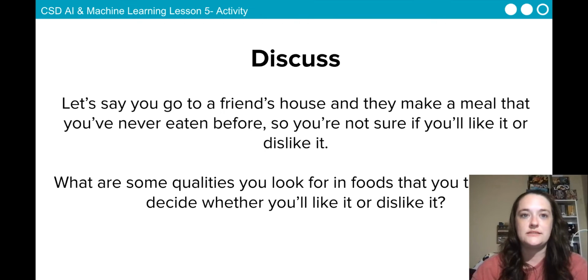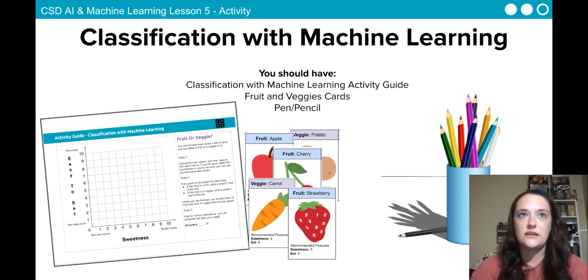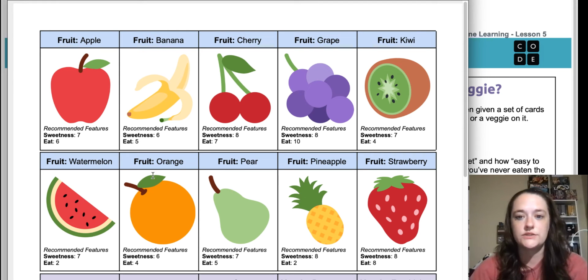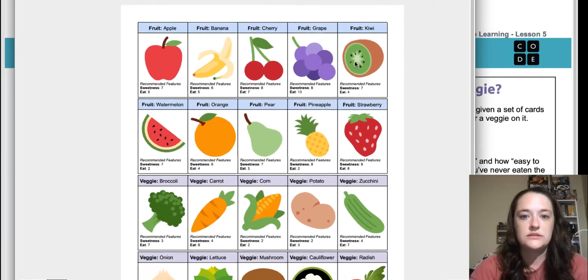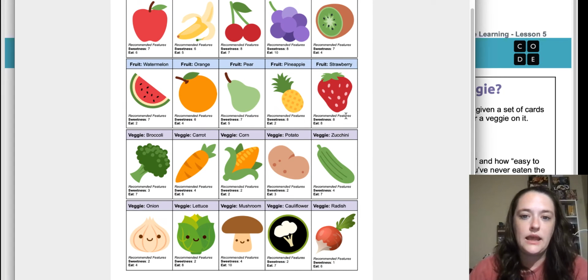You will need to download the documents attached to this assignment post. There are two. You have the activity guide right here, and then you also have the fruit and veggie cards resource. So this fruit and veggie cards resource is going to tell you the sweetness of the fruit or vegetable and the ease of being able to eat it, like how easy it is to eat it.